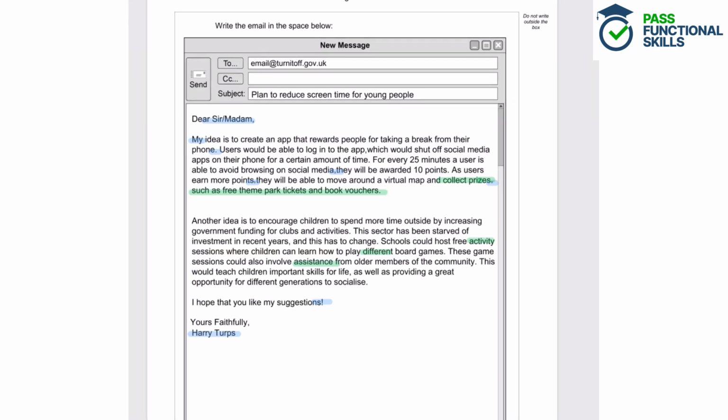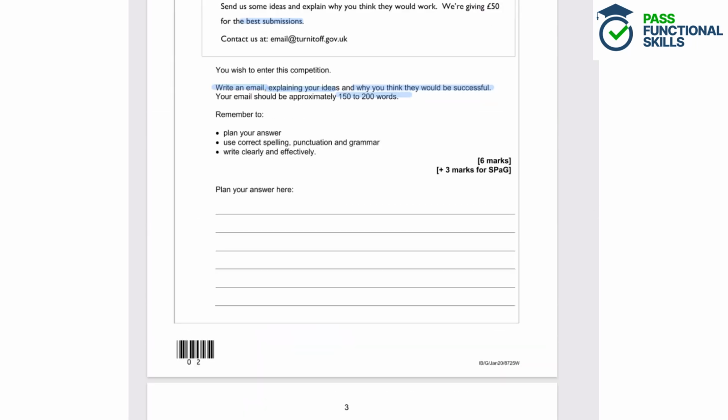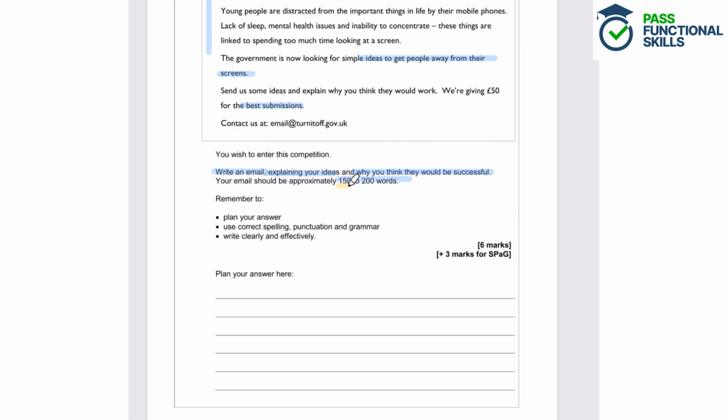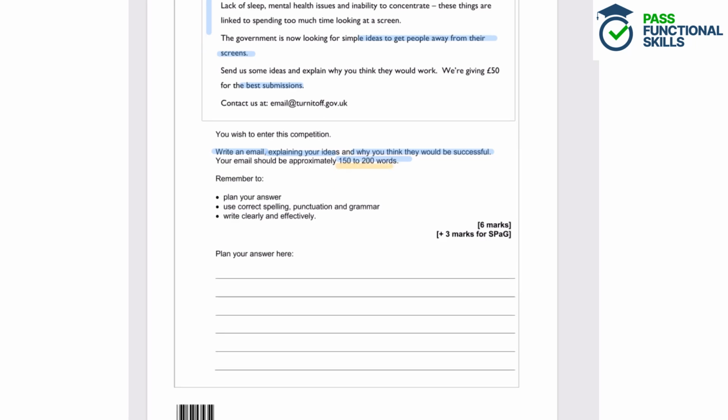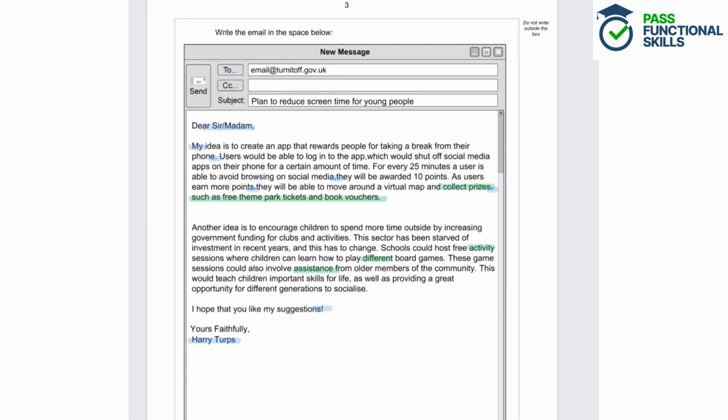Ensuring good spelling, punctuation and grammar will help to make your meaning clear, and reading out your answers afterwards and checking it through for any mistakes will help you to make sure that your answer is really clear and everything will make sense to the reader. You also need to ensure that your answers are an appropriate length for the question. So you'll often be given a word count in the question. Here we've been told to write 150 to 200 words. And this answer meets that word count. So you'll have to make sure that your own answers are matching that too.